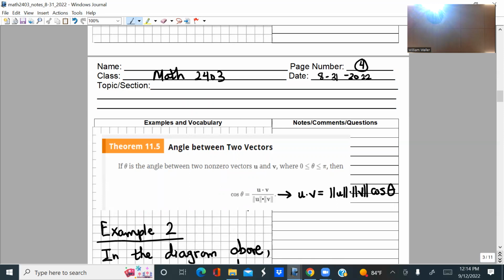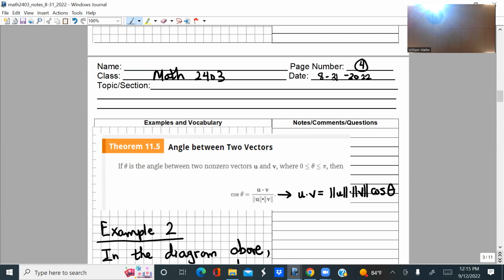Okay. If you slightly transform the equation by multiplying both sides by the product of the magnitudes, the denominator here on the right-hand side, you get just this alternative form of the same equation, which says the dot product is the product of the magnitudes times the cosine of the angle between the two vectors, the smaller angle between the two vectors, okay?